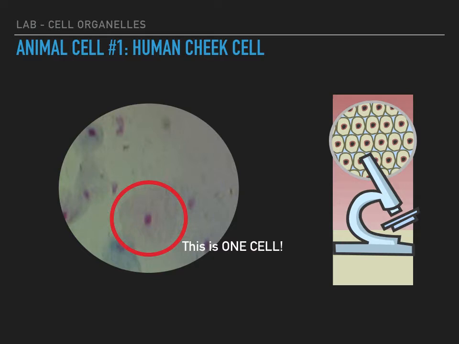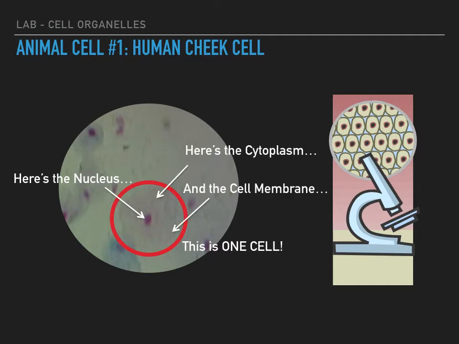Here are the organelles you will see. This pink thing in the middle is the nucleus. Around it is the cytoplasm. Next, we have the cell membrane. That goes around the outside of the light pink.